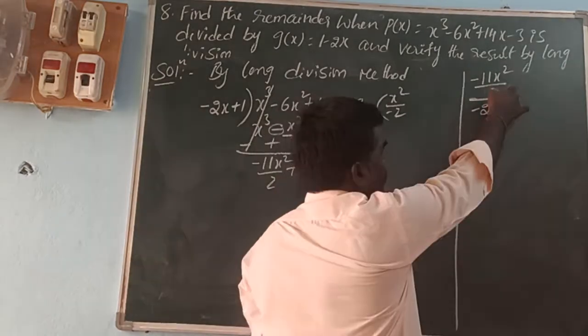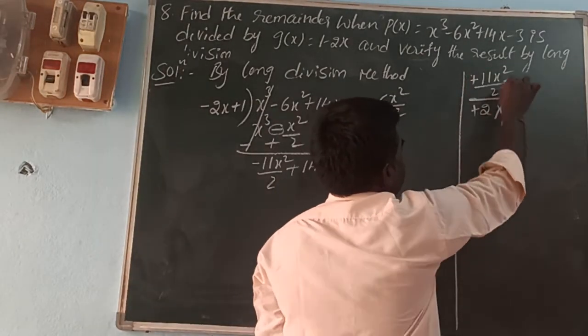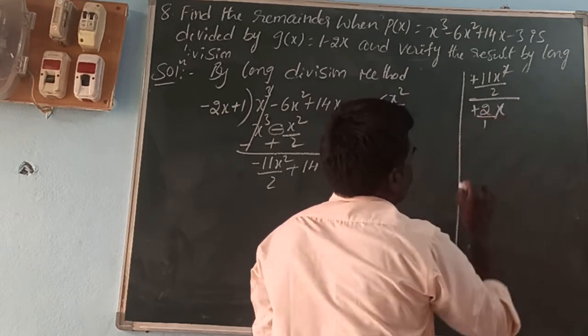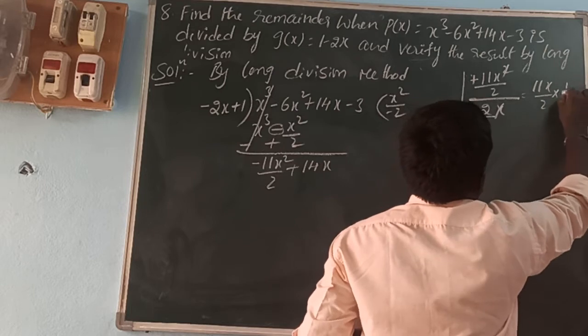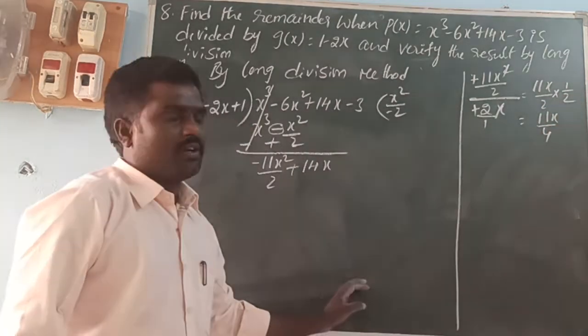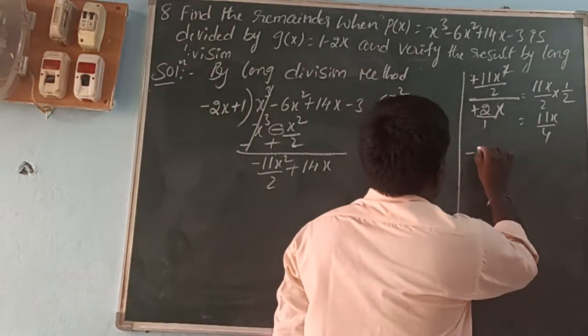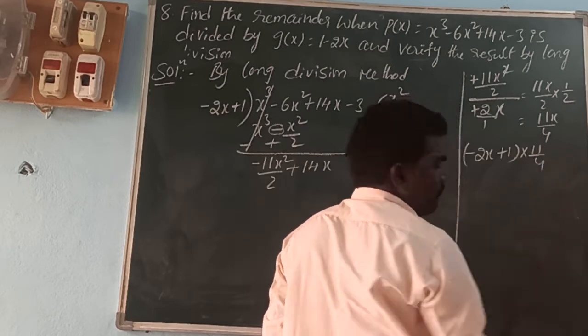It is the first term of the dividend. It is the first term of the divisor. Minus by minus cancel. X cancel. This 2 we can write as 2 by 1. That is here 11x by 2 into 1 by 2. That is 11x by 4. Okay. Now the divisor minus 2x plus 1 is multiplied with 11 by 4.